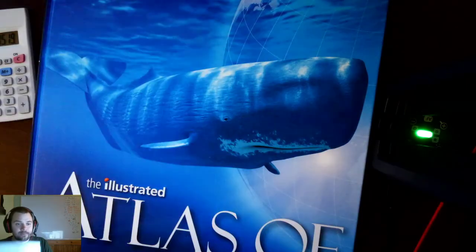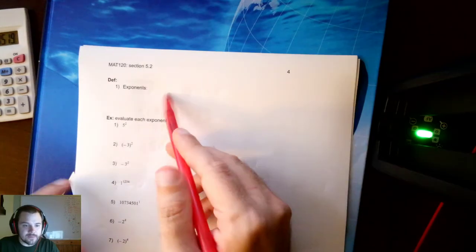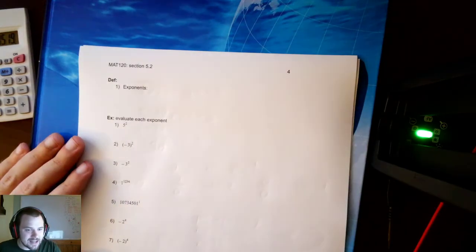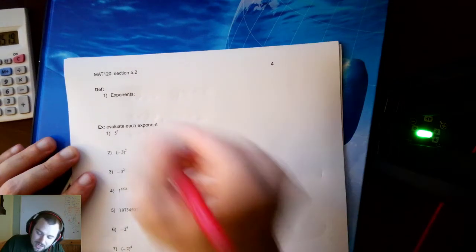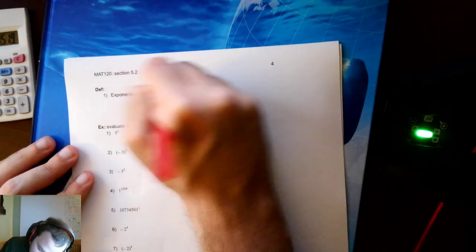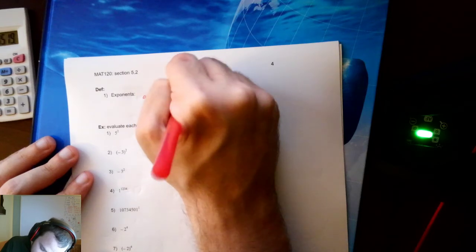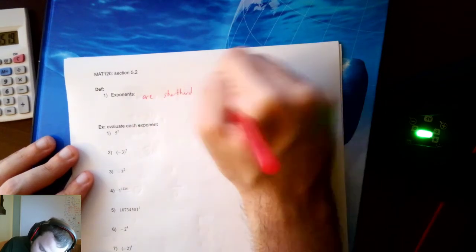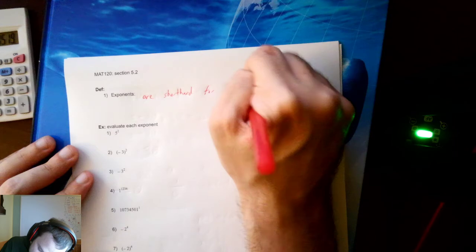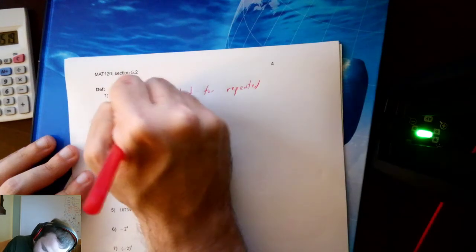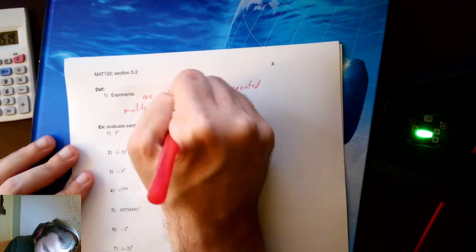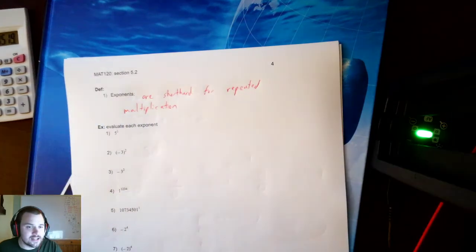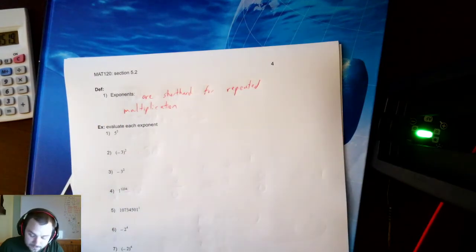Now, how about exponents? We talked briefly about exponents in the last section. We briefly mentioned them, but we're going to go into more detail here. Exponents are shorthand for repeated multiplication. It's shorthand for repeated multiplication.